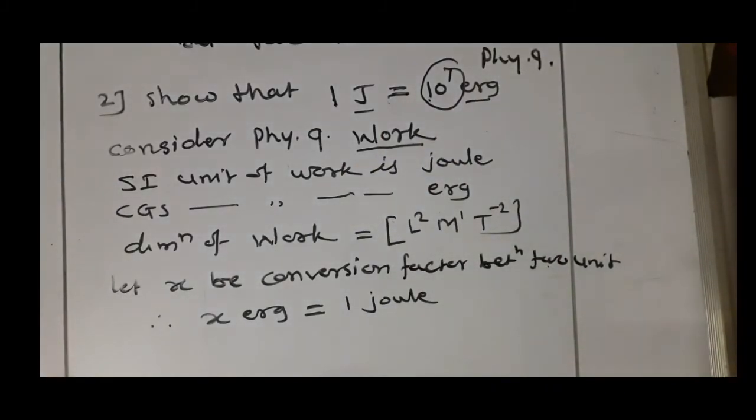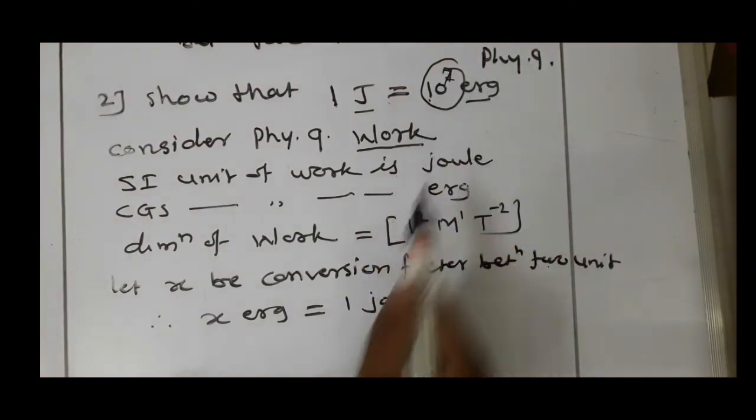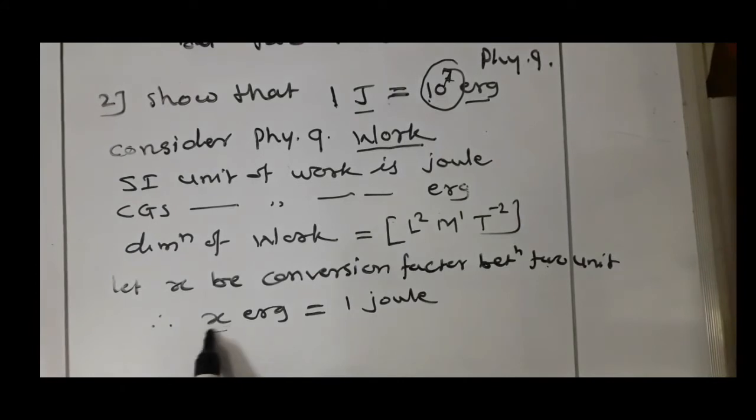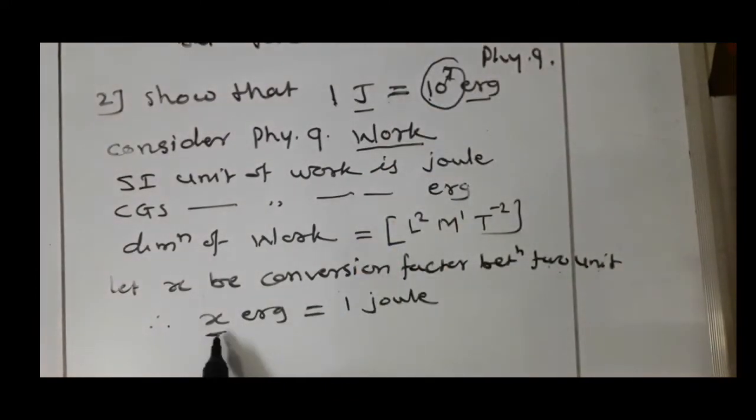Just like 1 meter is equal to 100 centimeters, where 10² is the conversion factor, and 1 kg is equal to 1000 gram, where 10³ is the conversion factor, like this we have to find this 10⁷ as the conversion factor. Therefore X is the conversion factor between the two units of the same physical quantity, work. So X erg = 1 joule.